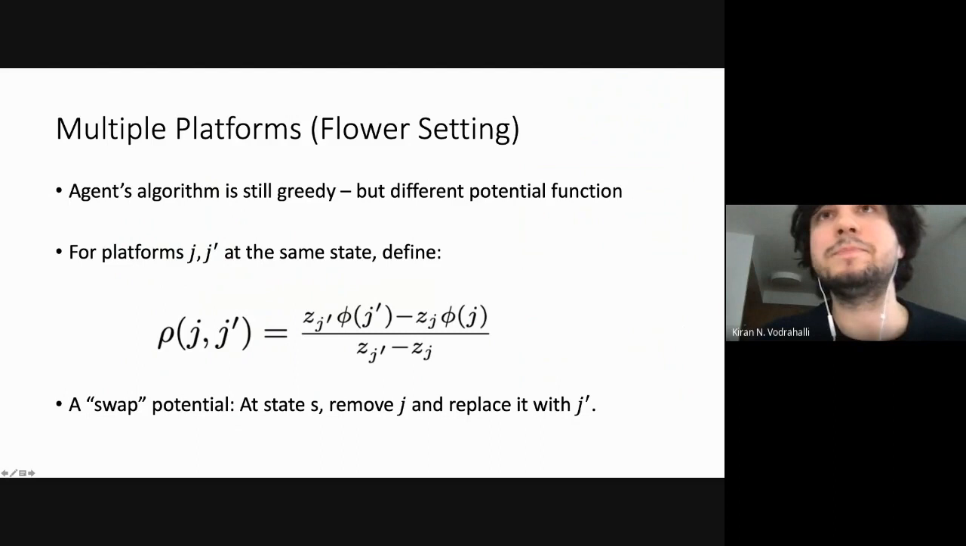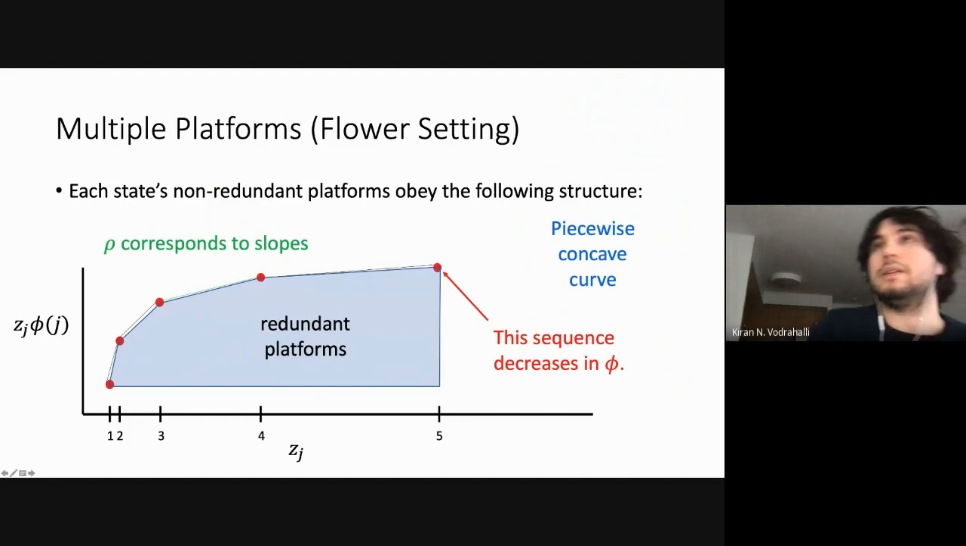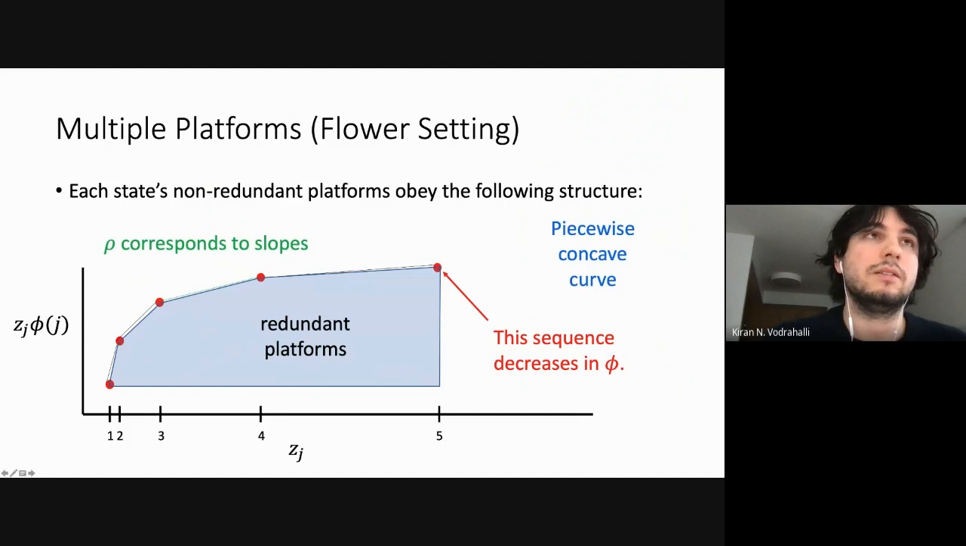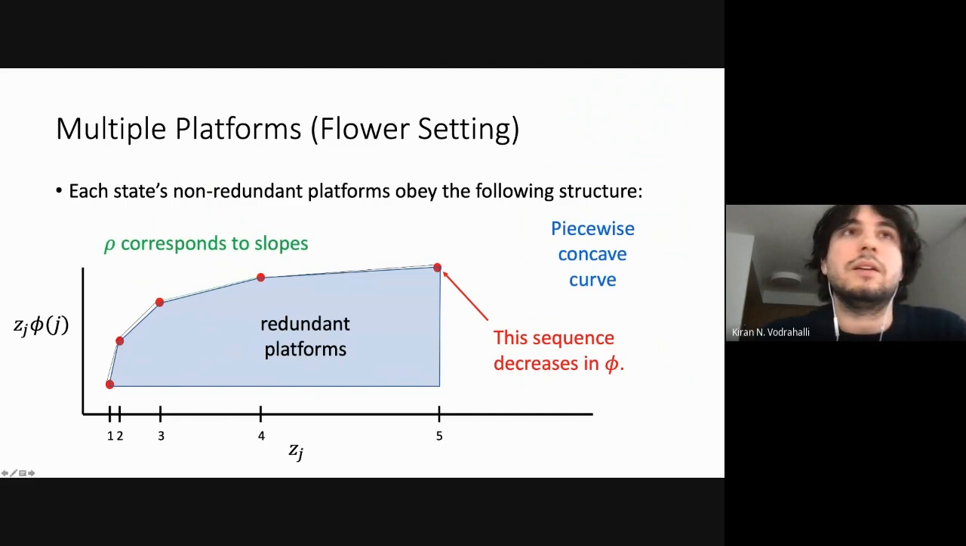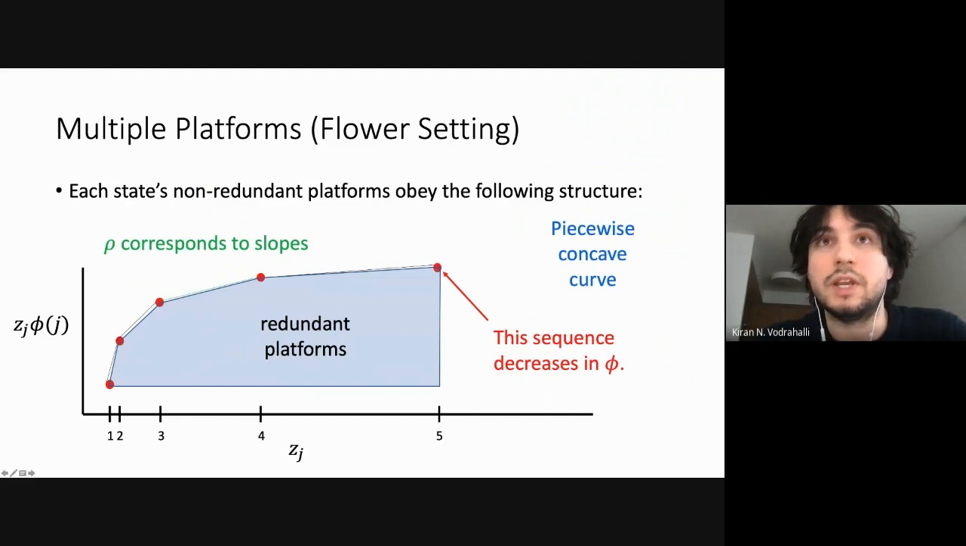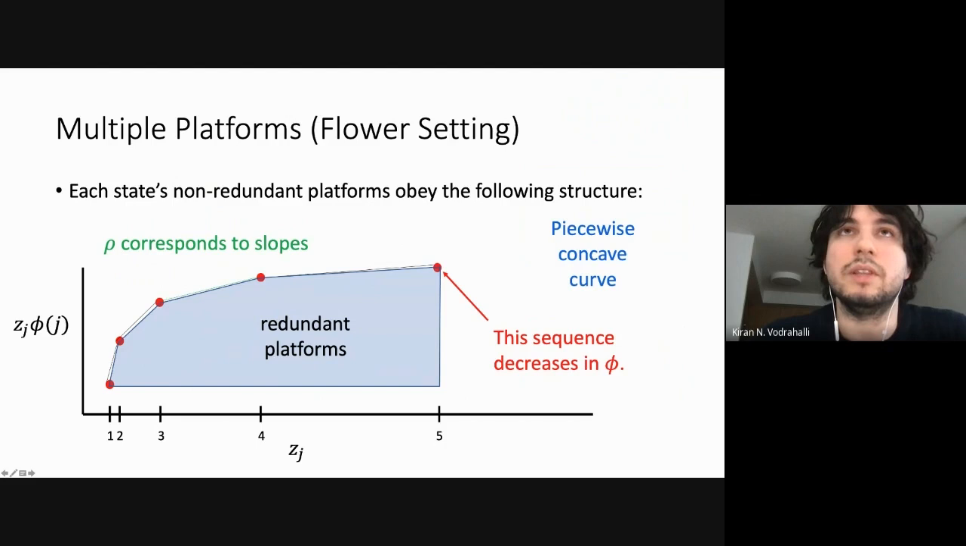And in particular, it also has this nice structure. If we plot the z_J's against the z_J's times the old potentials, we'll get this concave curve, where the rho is going to correspond to the slopes between these points. These points are also decreasing in the old potential phi. And if we associate each platform J with a certain point here, we can immediately see that all the points below this curve are not relevant and we're never going to use them, because we can always just increase this z_J phi_J term, which is desirable, by moving up. So it turns out that the points on the edge are the only ones we will ever want to consider.